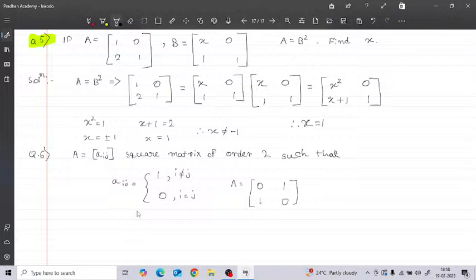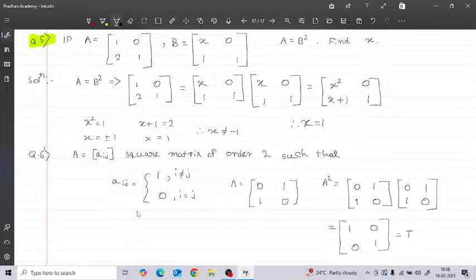Now I have to find A squared. So how do we get A squared? By multiplying this with itself. So by multiplying this, I will get 1, 0, 0, 1. So that is my 2 cross 2 order identity matrix. Okay. This is an important question for your board exam this year.